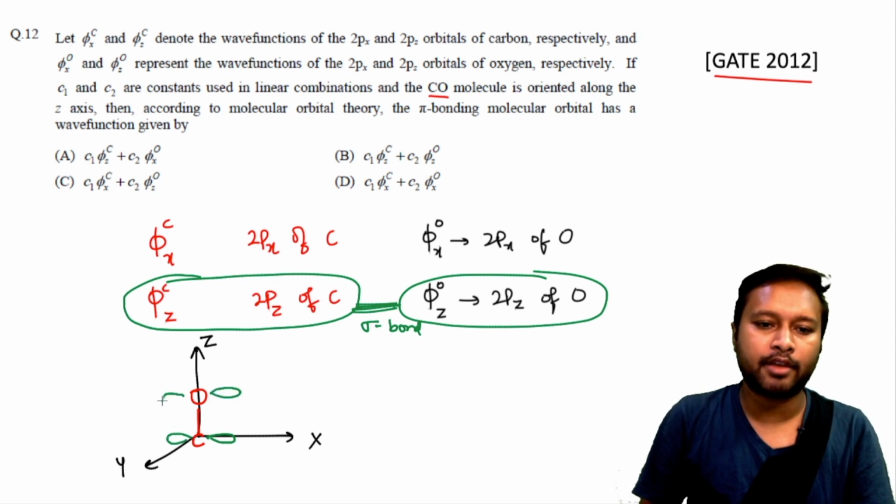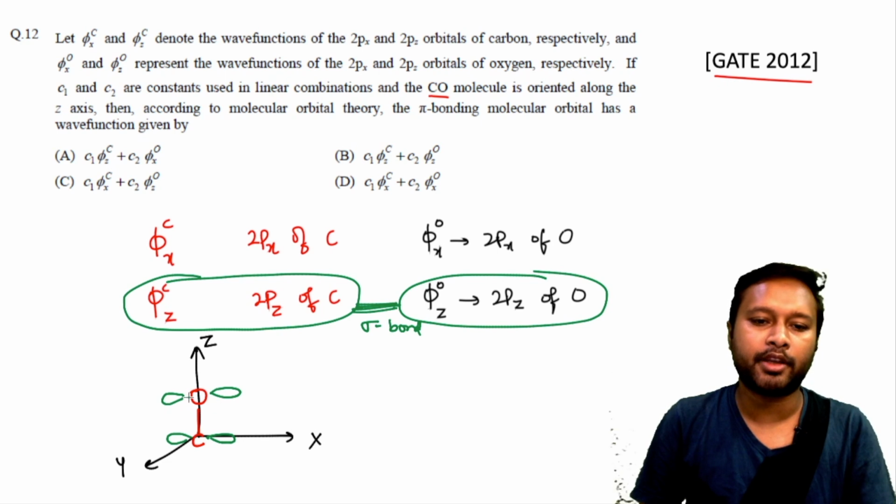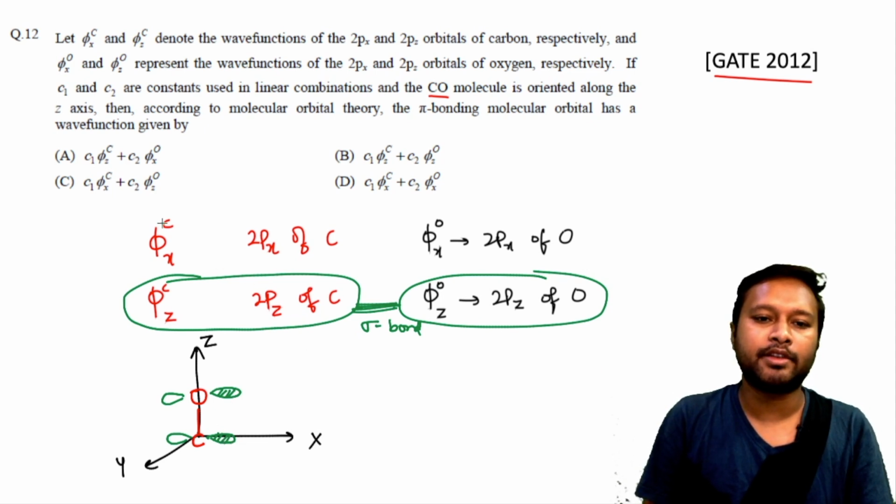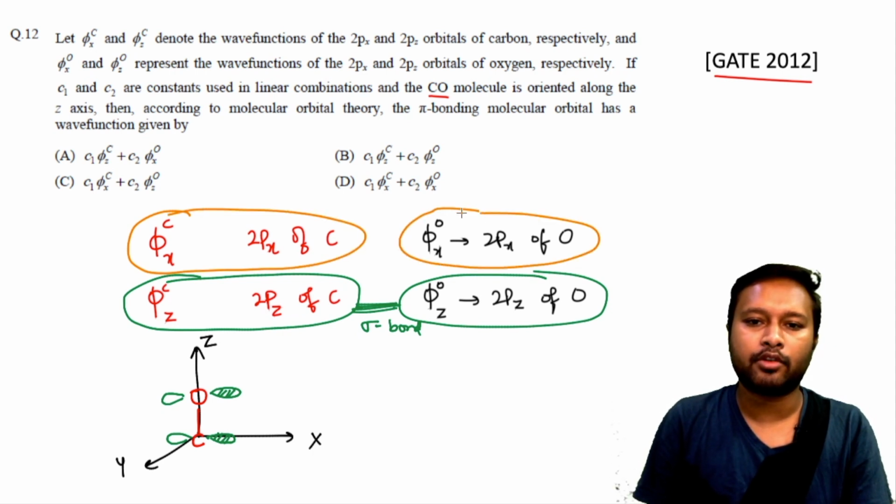The pi orbitals are always present perpendicular to the plane. So this is how the bonding is going to happen. Which orbitals will be involved in bonding? The orbitals aligned along the x-axis. So which orbitals are those? Those are the 2px of carbon and the 2px of your oxygen.